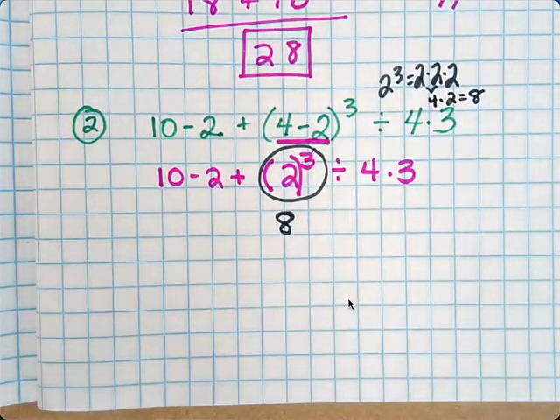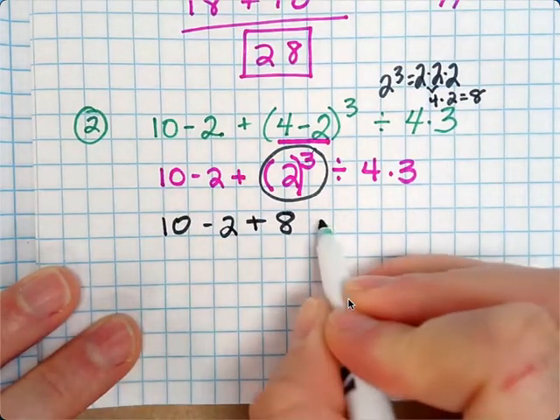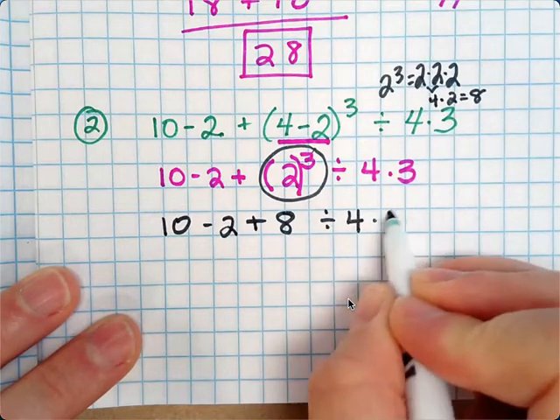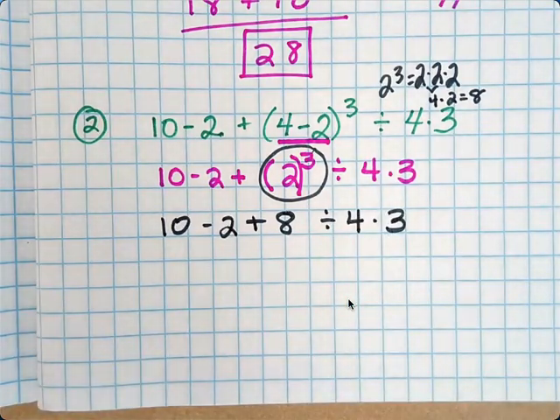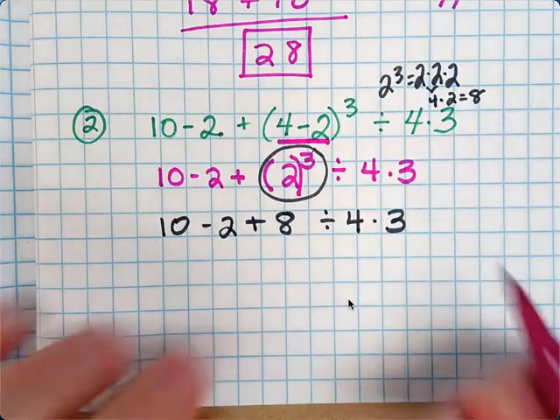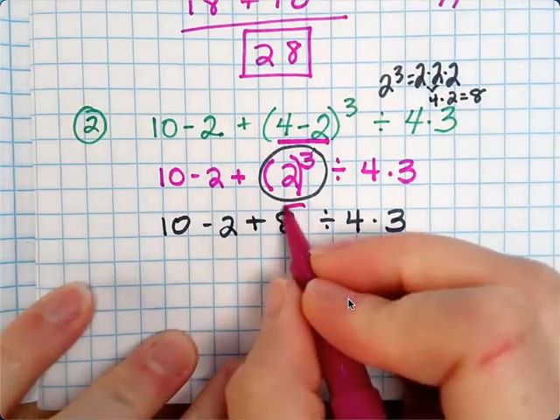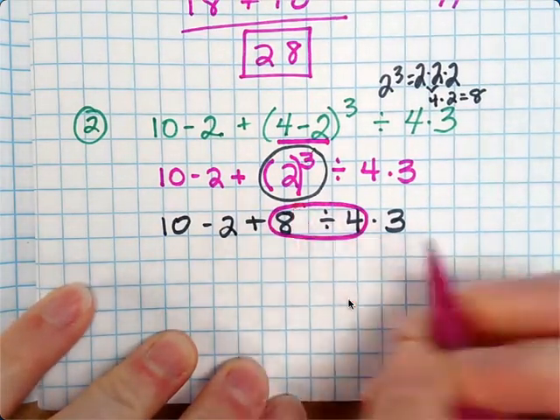Do I need that parentheses there, or can I just drop it? Okay, now we're there. Order of operations says what next? Multiply or divide from left to right. So we're going to divide. Yep, 8 divided by 4 is 2.